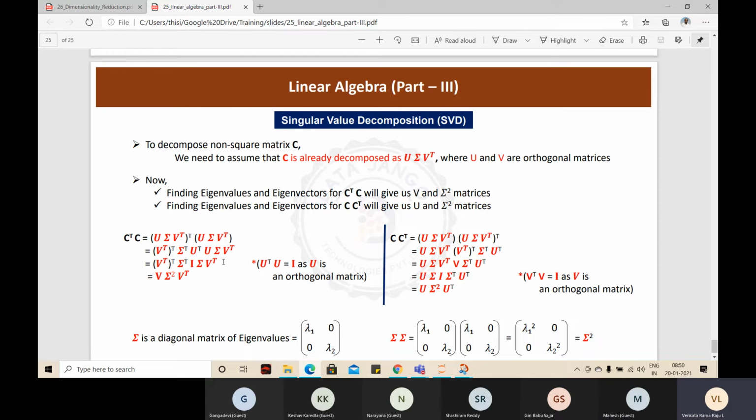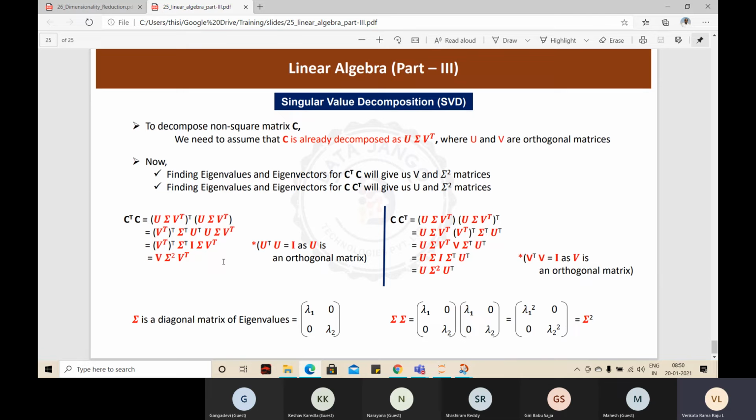Any questions, or did I interrupt you while asking questions? No, sir, clear. So in eigen decomposition, we are calculating only one eigenvector, but here we will be calculating two eigenvectors. No, this is a matrix actually. In a matrix, you will have more vectors. V is a matrix and U is a matrix. There it is V lambda V inverse. Here it is U and V, two matrices.